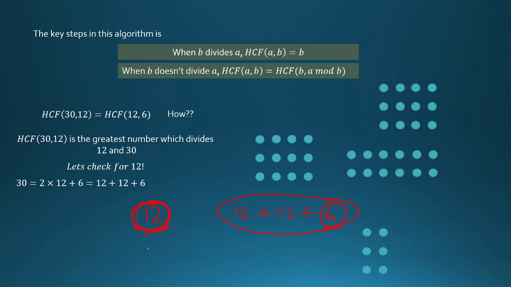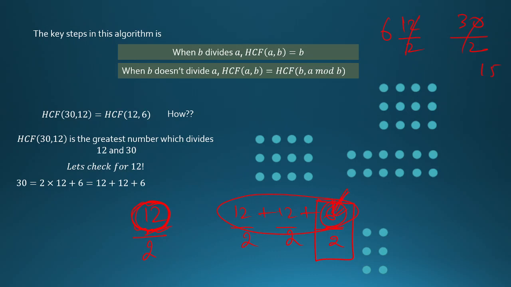And then, for example, let's say 12 and 30 are divisible by 2, right? So this is 6, this is 15. Because 2 can divide this 12, but 2 can also divide these 12s and this 6. So this 6 is very important. This remainder is very important.